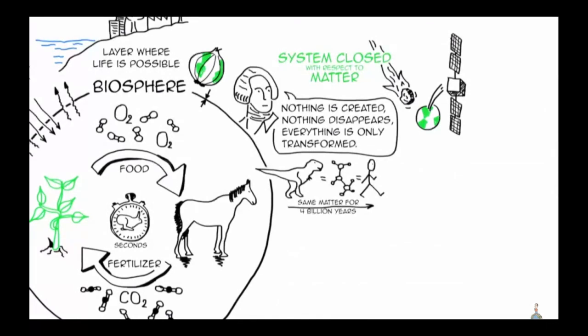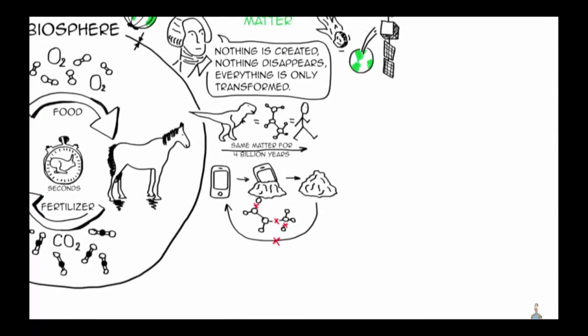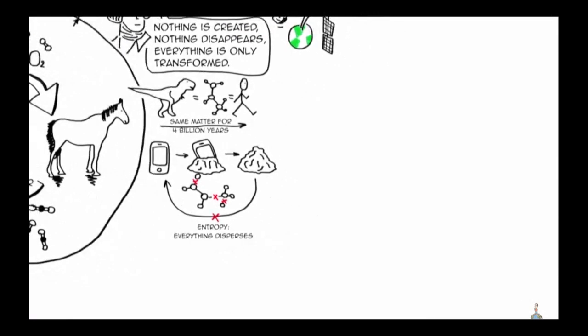The other thing that comes with this is that everything has a tendency to disperse. For example, take an iPhone and wait for 1 million years. It's very likely that you will get a pile of dust. Take a pile of dust and wait for 1 million years, you will never get an iPhone. It works only in one direction. This is also known as the second law of thermodynamics, the law of entropy.